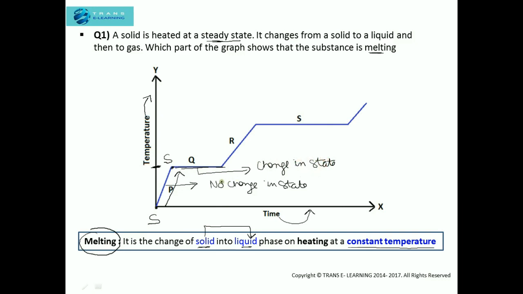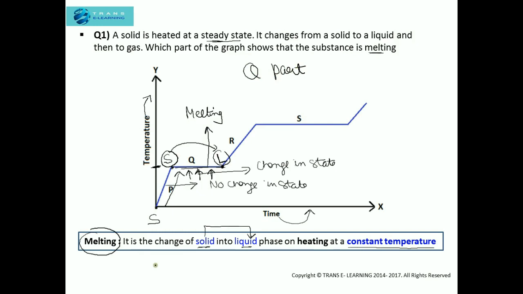And as this is a heating curve and we are providing heat, the solid will change into liquid, and at this point we'll be having a liquid. And the transition or the change in the state from solid to liquid on heating is known as melting. So in the question we need to find which part of the graph shows the substance is melting. The answer is Q part of the graph.